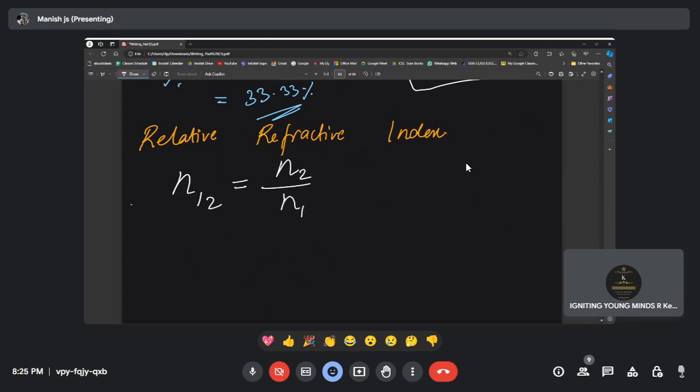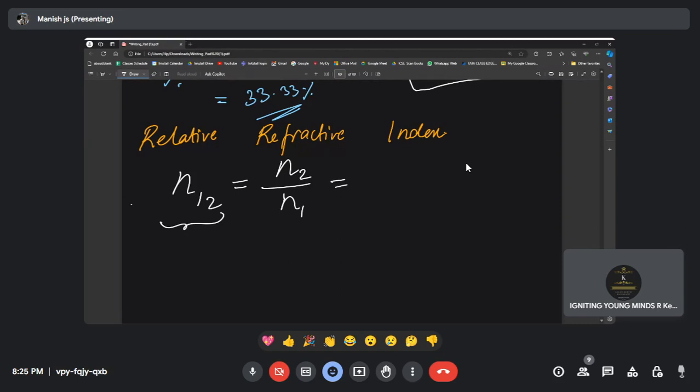Anybody knows why I write N2 upon N1 and not N1 upon N2? I hope you paid attention to the animation, the representation for this. This is because from the observer's point of view, we try to understand the speed of light in medium 2 with respect to medium 1. That is the reason we write N2 upon N1, even though light travels from 1 to 2. So I read this quantity as the relative refractive index of medium 2 with respect to medium 1, and hence I write it as N2 upon N1 and not the other way around.